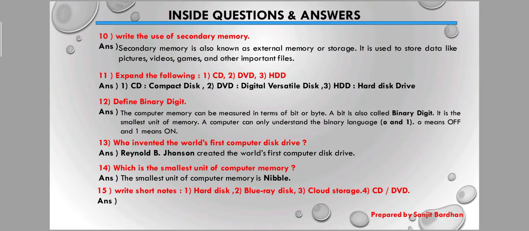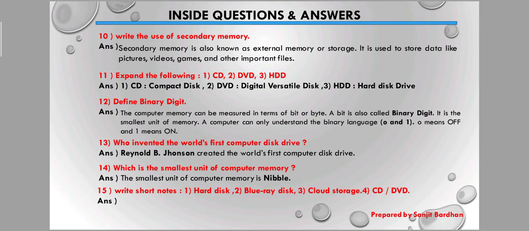Next, here are some in-text questions and answers on the following chapter. You need to write these questions and answers in your computer copy and also learn them, and you need to read the book carefully to understand the chapter. Question number 10 is to write the use of a secondary memory. I already provided 9 questions. I hope all of you can understand and write the question answers in your computer copy.